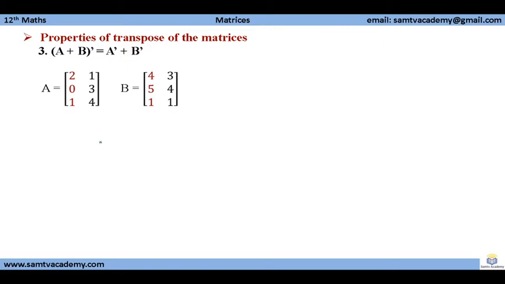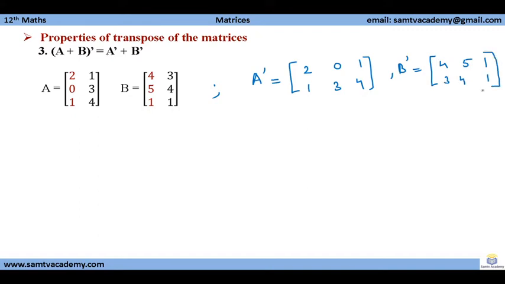So now let's first find A transpose. The first column will become row, 2 0 1, and the next column 1, 3, 4 will become a row, like this. This is A transpose. Similarly, we will find B transpose. So what will be B transpose? The first column 4, 5, 1 will change to row 4, 5, 1. The next column 3, 4, 1 will change to row 3, 4, 1.